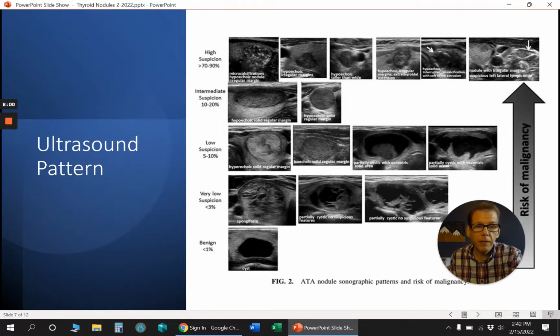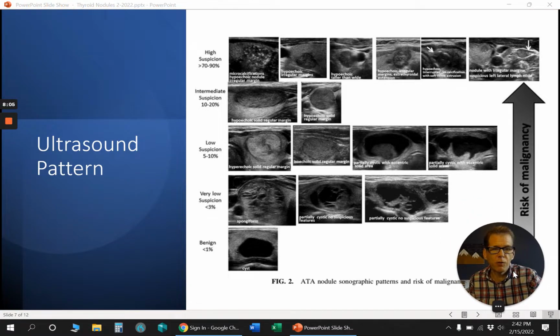This comes from the American Thyroid Association. It shows a number of nodules and how they look on ultrasound. And this is just supposed to be descriptive for us.